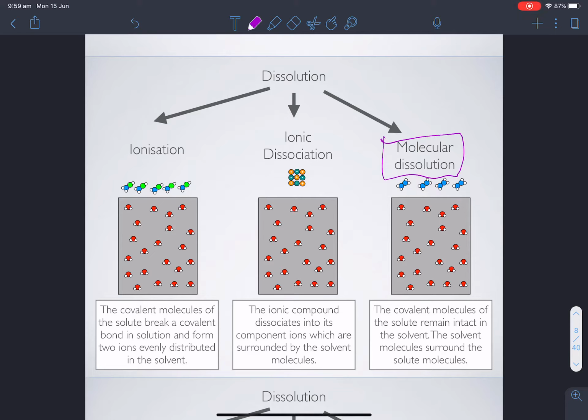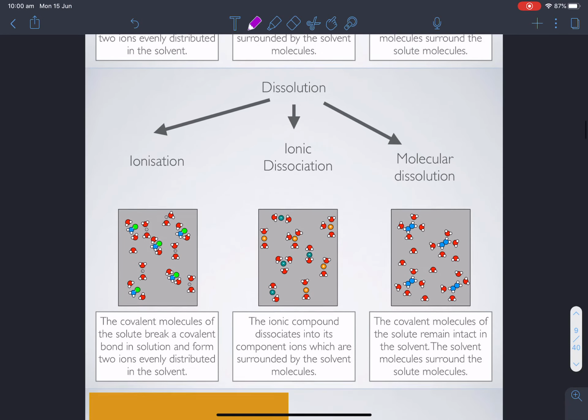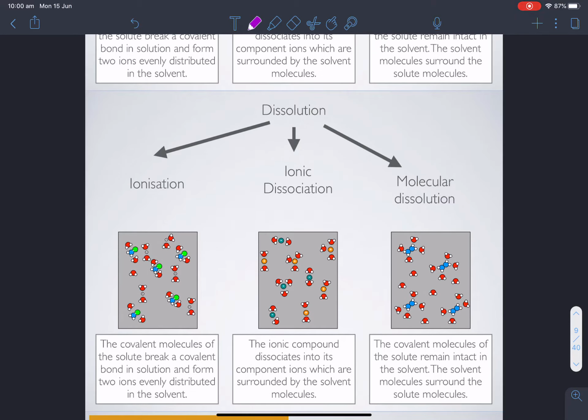Here we've got some covalent molecules, and they're going to go into solution into this water. And let's jump down here, and what ends up happening is they remain intact. Okay, they're surrounded by water molecules, but they remain intact, and that's called molecular dissolution. Okay, so they remain intact.